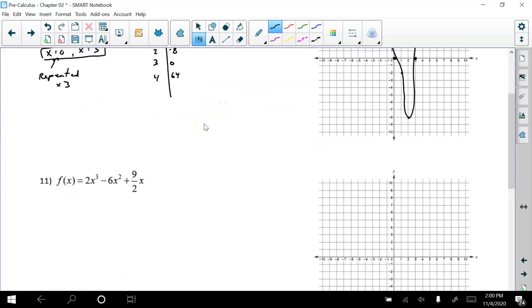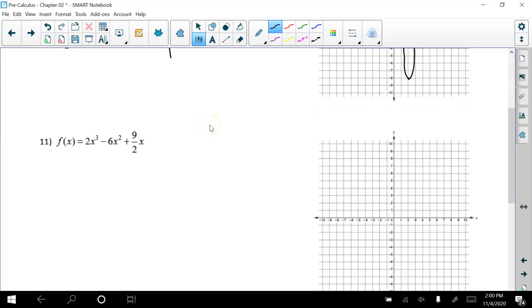Now, problem number 11. So once again, the degree n is 3. That's odd. Our leading coefficient is a +2, so it's positive. So our shape, because it's odd with a leading coefficient that's positive, is going to look like that. So it's going to have at most 2 turning points. So now we'll find our zeros.